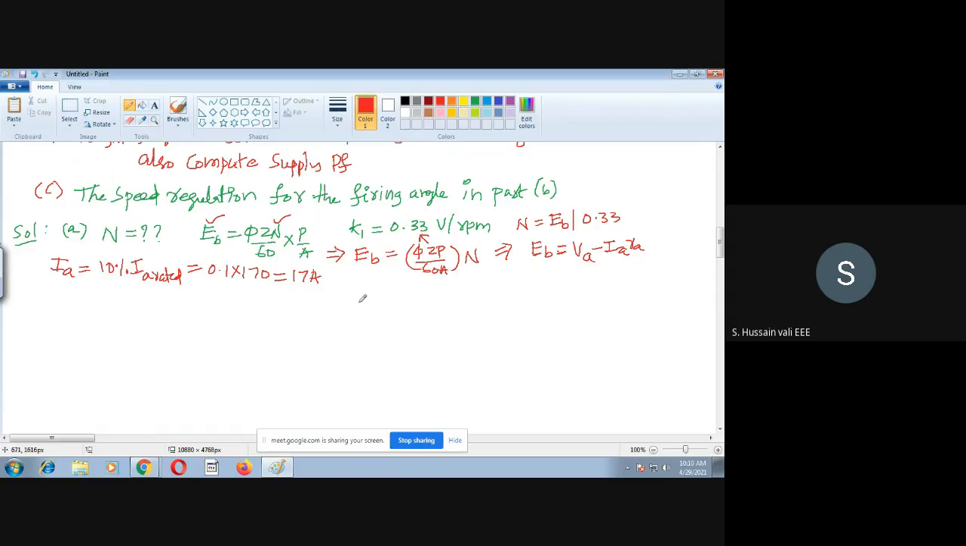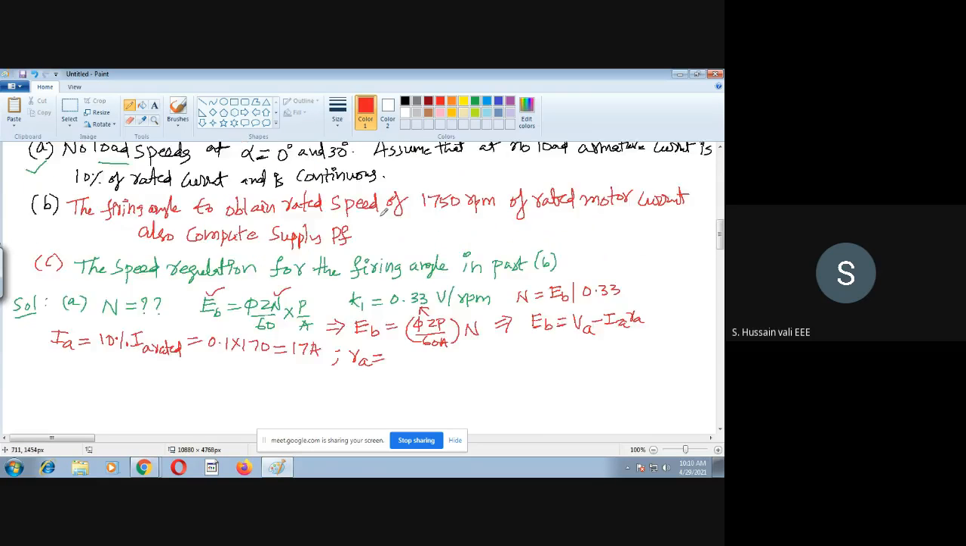Then what else do we need now? RA. Check whether he has given RA in the problem. Yeah, he has given 0.099, which we will take here. So the RA value also we know: 0.099, sorry, ohm.